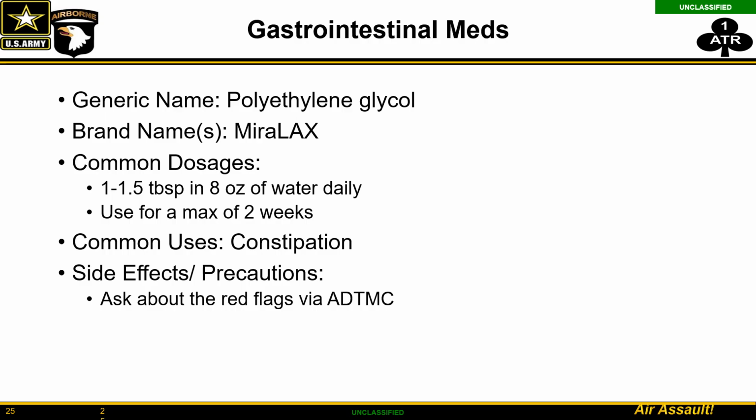If they need to use this for more than 2 weeks, they probably should come talk to me and we'll have to figure out some other options. And of course, again, you're asking them all of the red flags on ADTMC, making sure that none of those are present.